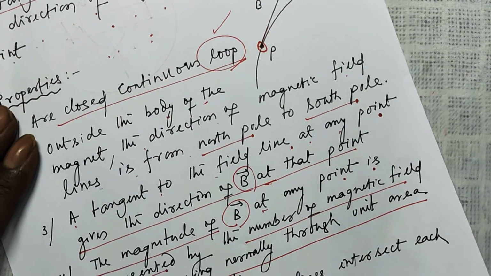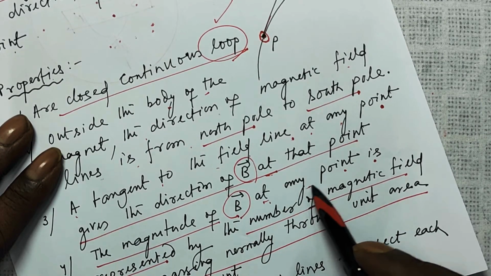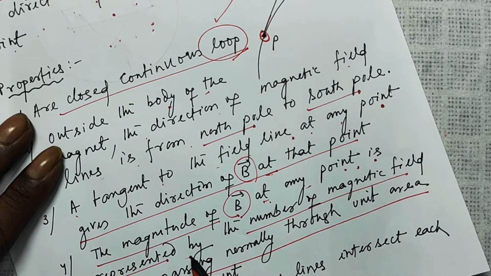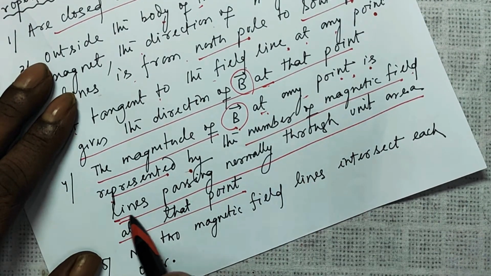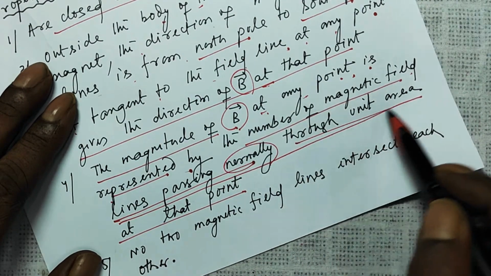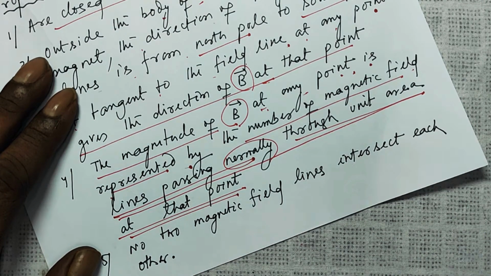So that is what I said. The magnitude of B at any point is represented by the number of magnetic field lines passing normally through unit area at that point. That is the same thing as saying wherever the flux is more, the magnitude of the magnetic field is more.